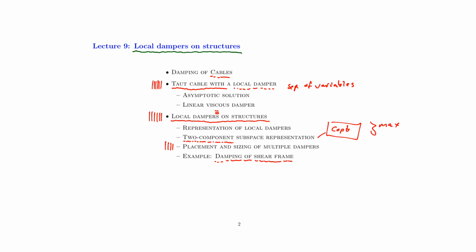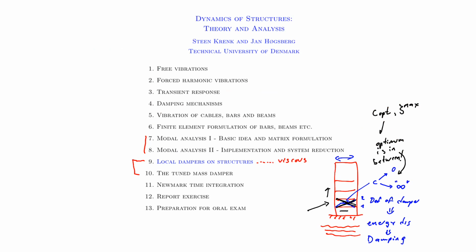That was actually everything I scheduled for today. Fairly lengthy lecture, and next time we will then have a look at another type of damper, the so-called tuned mass damper. It works in a different way. It's a resonant device that is extremely effective, but only with respect to a single vibration mode. Enjoy!